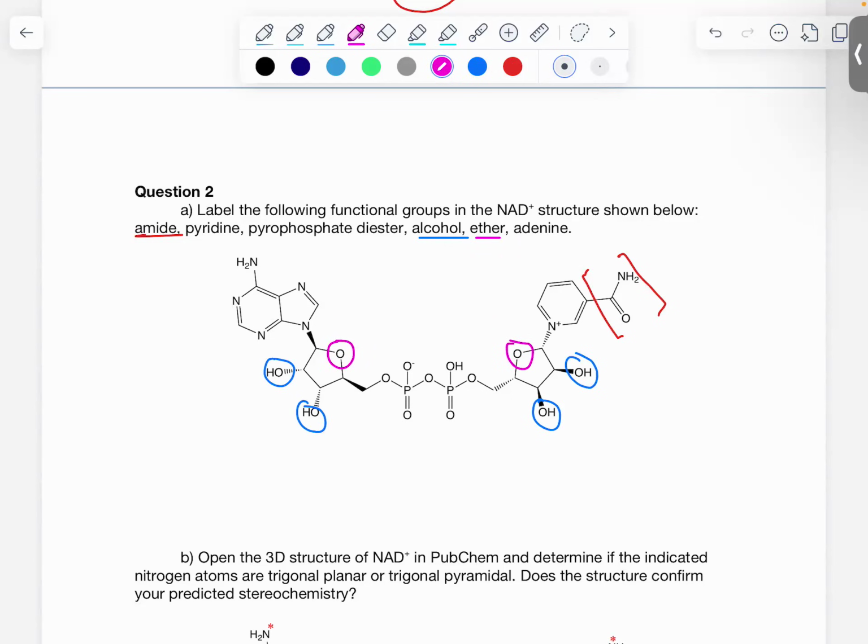And then now we have those ones that you might not have heard of before. But as we are coming into the final stretch of class, adenine you should recognize as a DNA base. And then we have that phosphate diester. And finally, the pyridine.